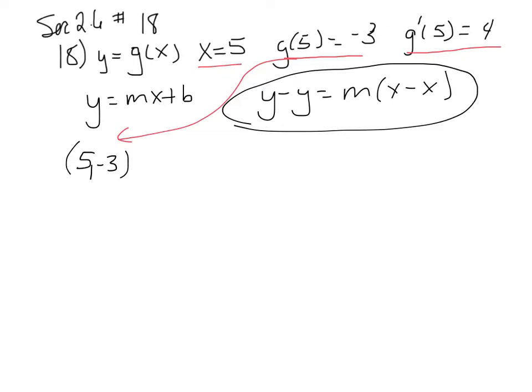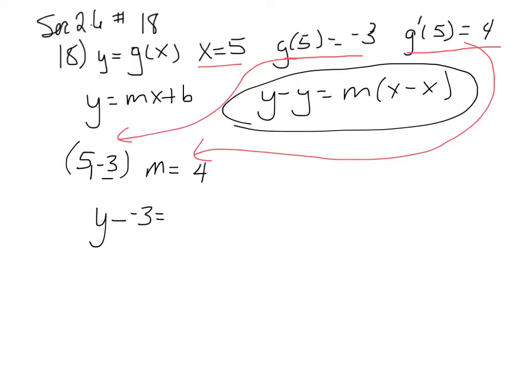And then if we go to this part right here, g prime we know is a slope function. So I know that the slope of this equation is going to be 4. So if I put it all together, it's going to be y minus the y, and here's my y value, negative 3, and then equals slope times x minus the x, and my x value is 5. So obviously we have y plus 3 equals 4 times x minus 5.